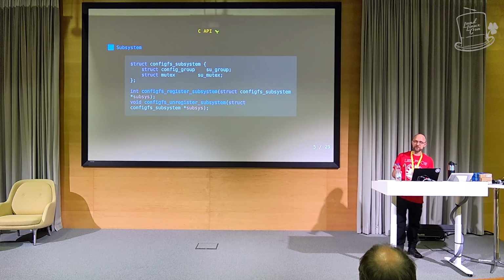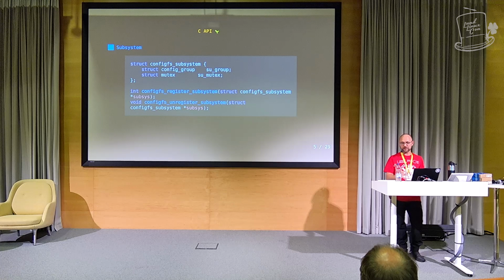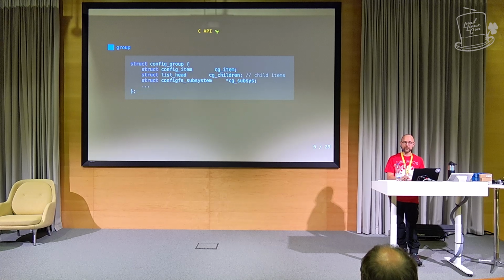Okay, so the subsystem looks like this. You have the group, as I said, and you have a mutex to protect access to the structure. You register your subsystem with register, and you unregister it when you're tearing down your driver with unregister. Pretty straightforward. Then you have your group, which has the item, which is what will appear as a directory. And then you have a list of children, which are also items. So groups can have children. And you have a backlink up to your subsystem.